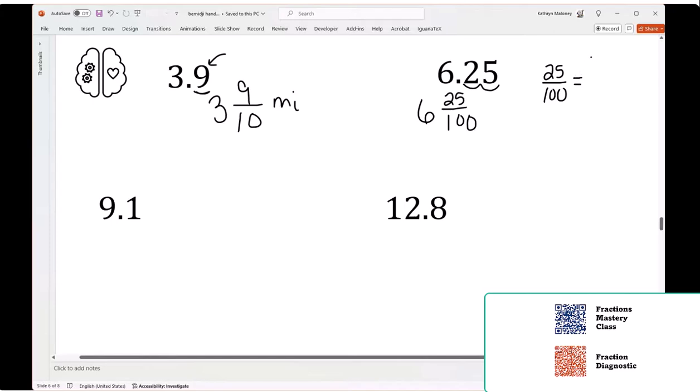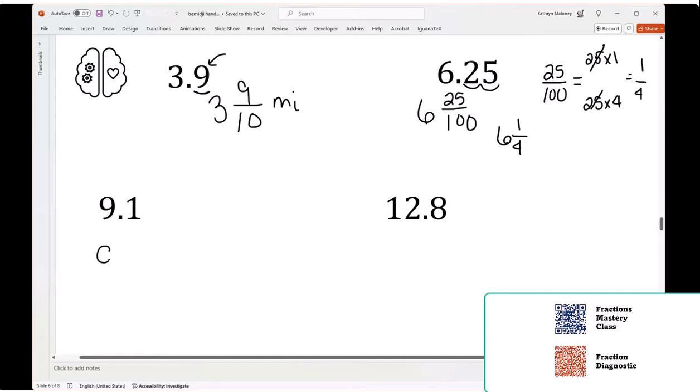25 is, well, 25 times 1. Because guess what? I know that 25 goes into 100. 25 times 4. Cancel my common factors, and we end up with 1/4. So this is 6 and 1/4. Let's look at 9.1.